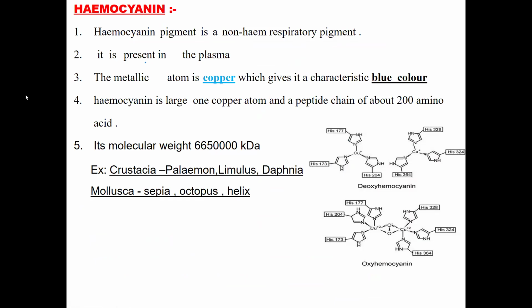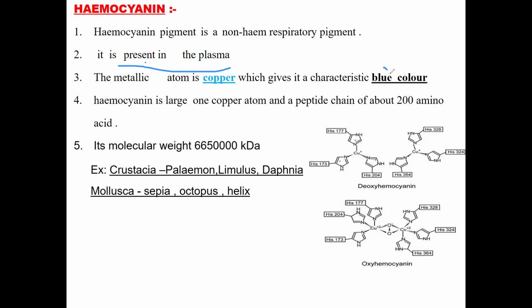And then hemocyanin. This is very, very famous. You should remember about it. It does not contain heme, unlike hemoglobin. It is a non-heme respiratory pigment. Here only three pyrrole rings are present, instead of four; if four are present, that is heme. It is present in the plasma, not in the blood cells, whereas hemoglobin is present in the RBC, red blood corpuscles.